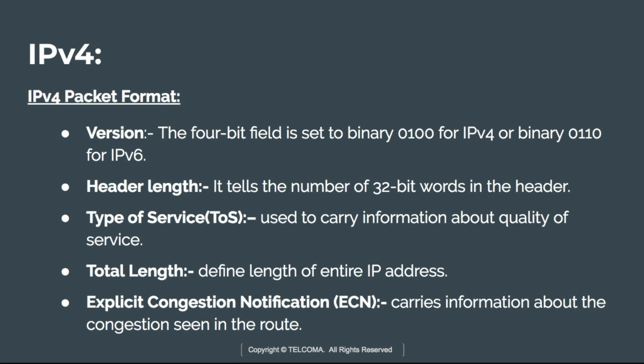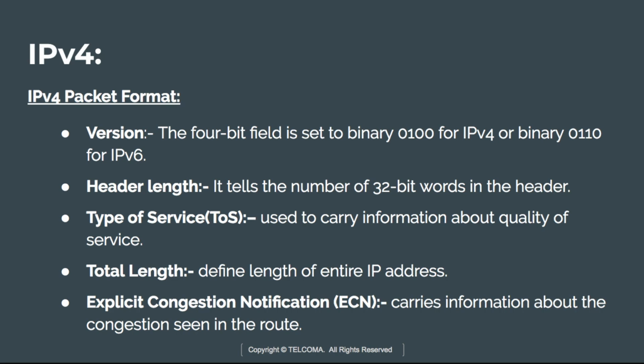The next part is the header length. Header length is also known as the internet header length, and it is the second field of the IPv4 header. It is 4 bits long. It tells the number of 32-bit words in the header. It means it is telling the total length of the header part only, and the minimum value of this field is 5.